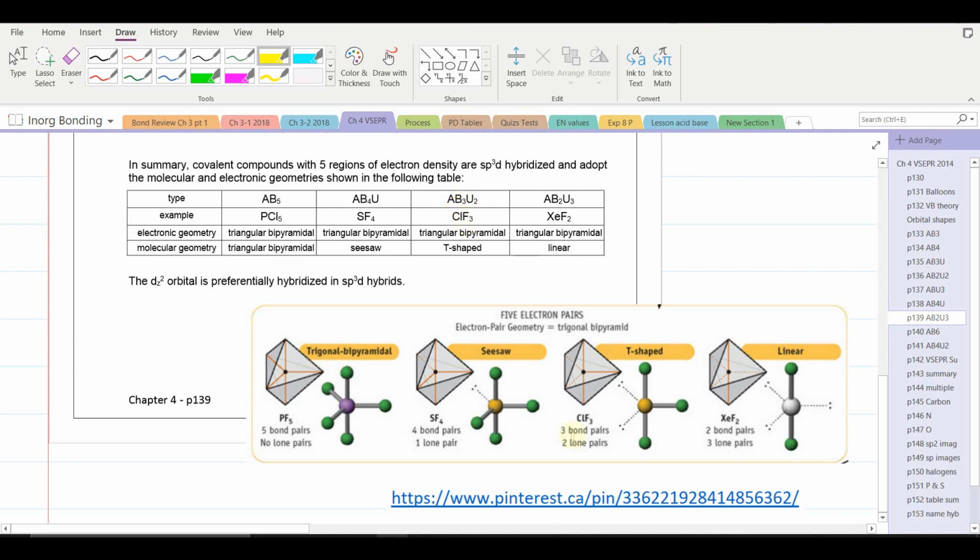Here we see it here. The molecular geometry is said to be T-shaped. And finally we have AB2U3, as in xenon difluoride, whose molecular geometry is linear.